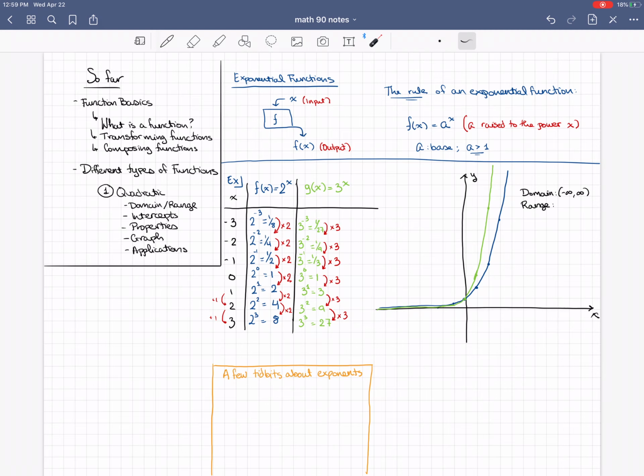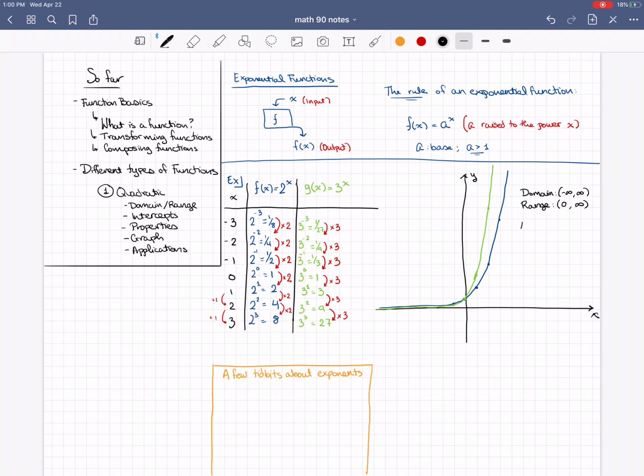Now let's look at the range. Remember how we said that as we're looking at the negative side, this left-hand side, the graph approaches 0, both the green and the blue, but it never actually gets there. So the range is all positive numbers, or in interval notation, from 0 to infinity, not including the 0.